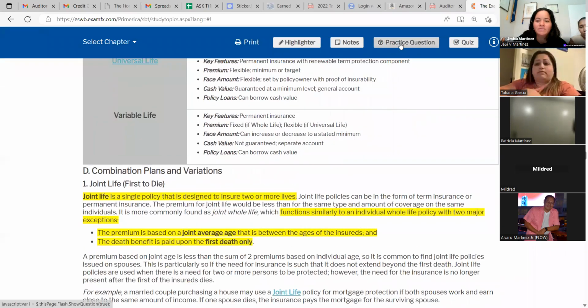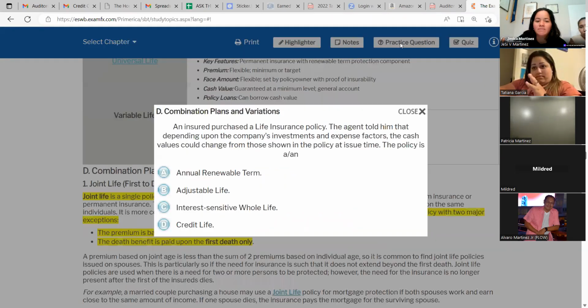A little bit more down. An insured purchased a life insurance policy. The agent told him that depending upon the company's investments and expenses factors, the cash values could change from those shown in the policy at the issue time. The policy is an annual renewable term, an adjustable life, an interest-sensitive whole life, or a credit life. So it depends on the investments and the expenses of the company. So the cash value can change depending on those. What do you guys think?